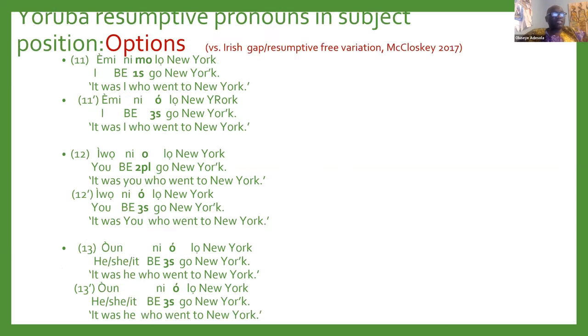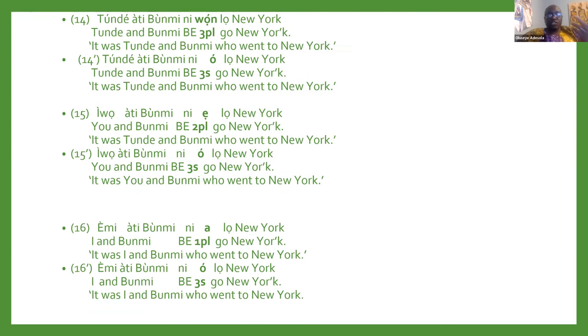So this shows us that in the Yoruba language there's a free variation, an option between using a resumptive pronoun that agrees in the subject position, or a non-agreeing resumptive pronoun. This is, in principle, a contrast to what is reported for Irish, where the variation is between gaps and resumptive pronouns. For Yoruba, it's resumptive pronouns that agree and those that are non-agreeing.